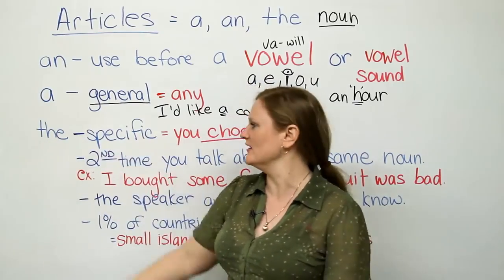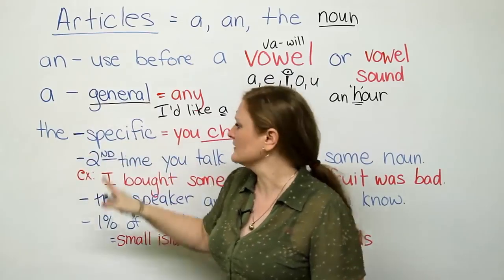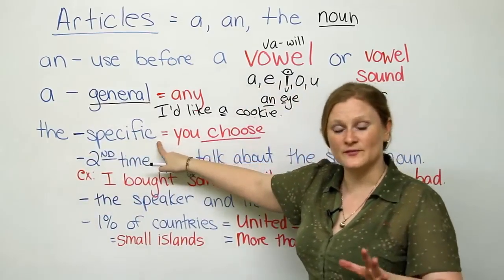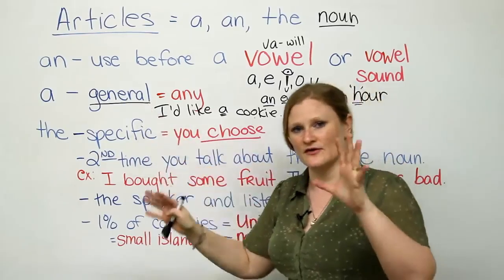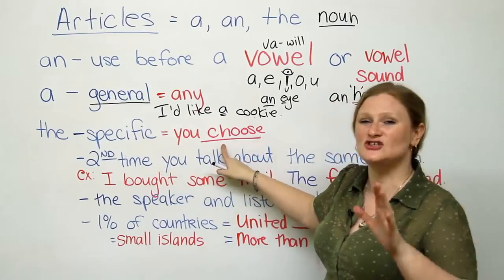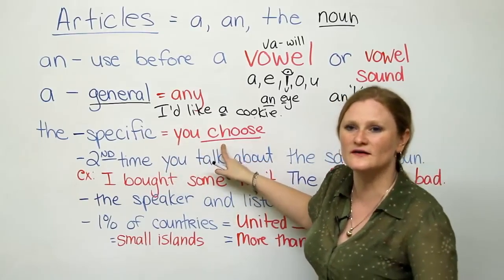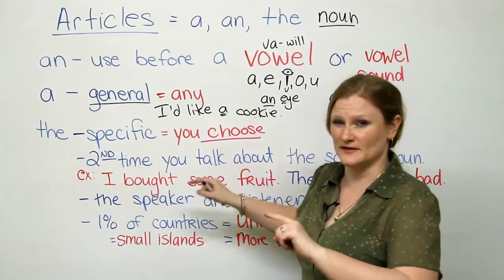The next is the. The is opposite to a. The means something very, very specific. General and specific are opposites. This means you actually choose which one you are going to get. Think about this when you go shopping.